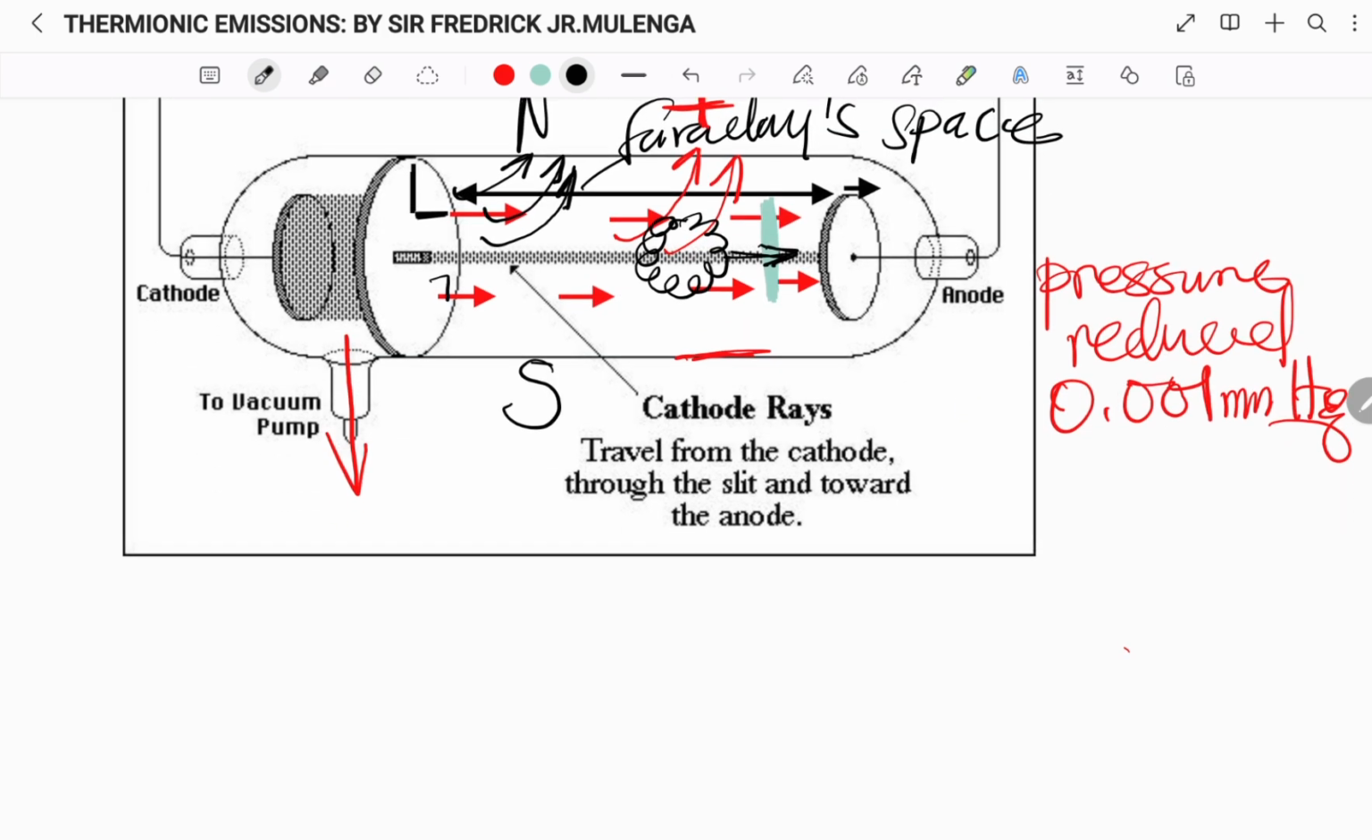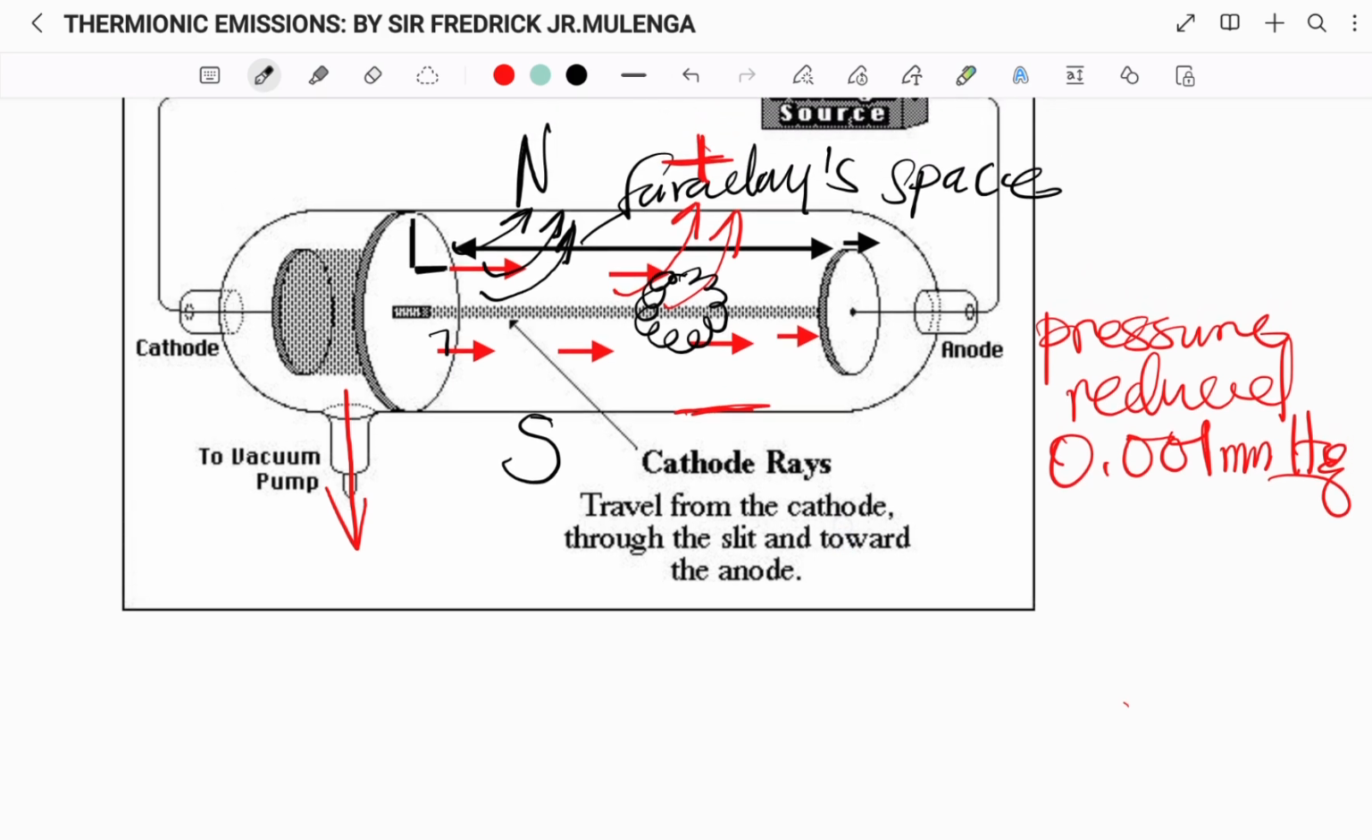Apart from that, when these were stopped by the surface of a metal, they noticed that they were able to produce X-rays. So when a stream of electrons is blocked by a metal surface, it produces X-rays. So cathode rays produce X-rays when they are stopped by the surface of a metal.